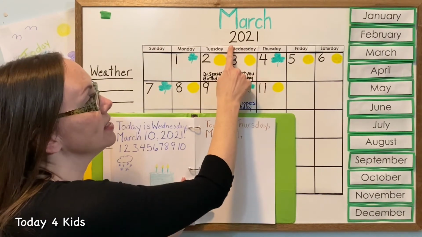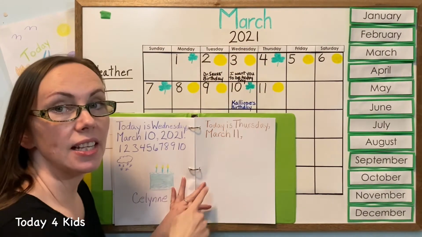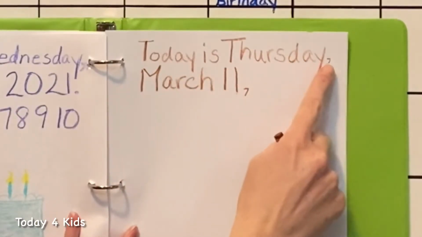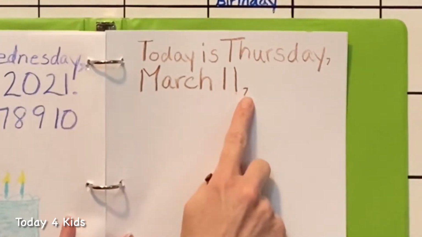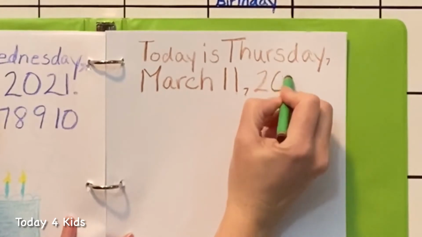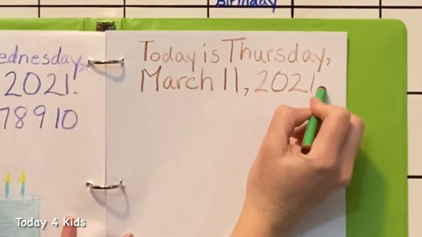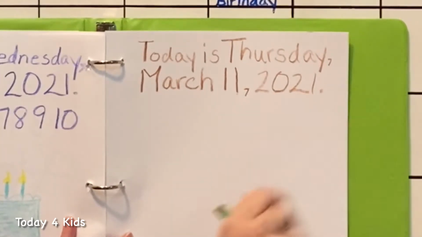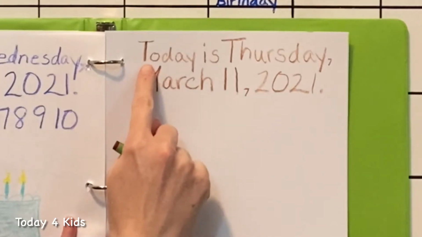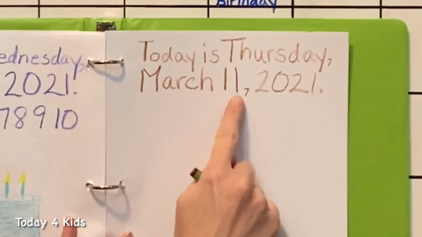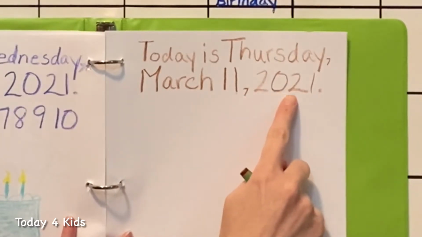2021, or you can say 2021. Let's put that into our agenda. Today is Thursday, comma, March 11th, comma, 2021, and then a period. And that period reminds us to stop. We're not going to say anything else. Will you say the whole sentence with me? Let's try it together. Today is Thursday, March 11th, 2021.